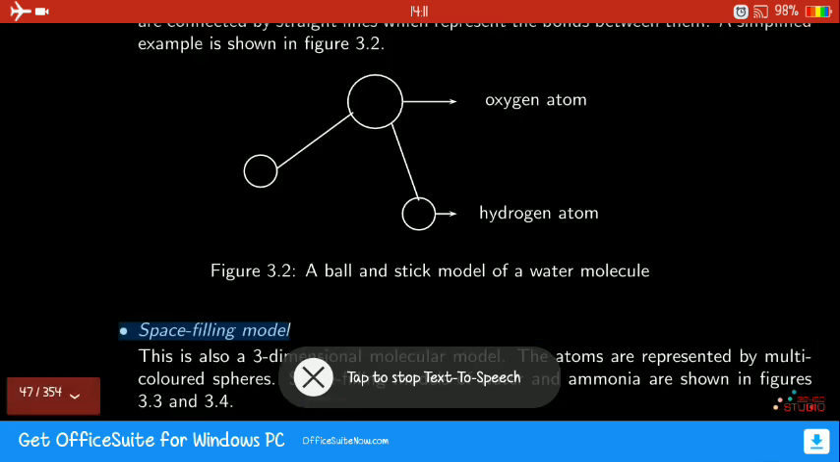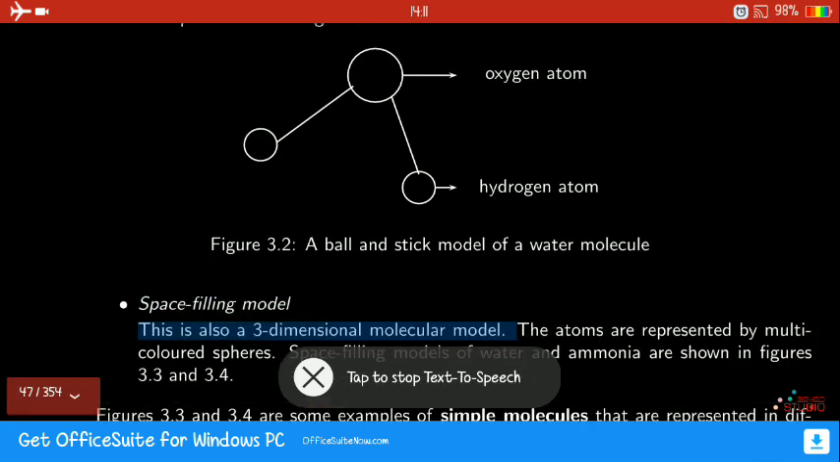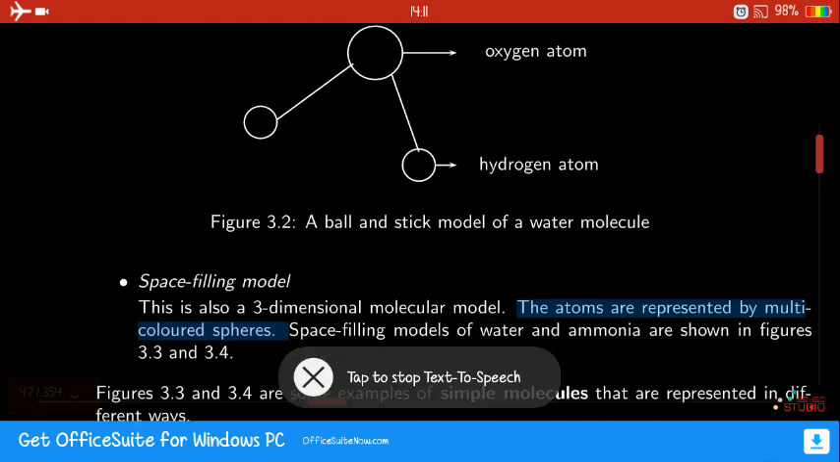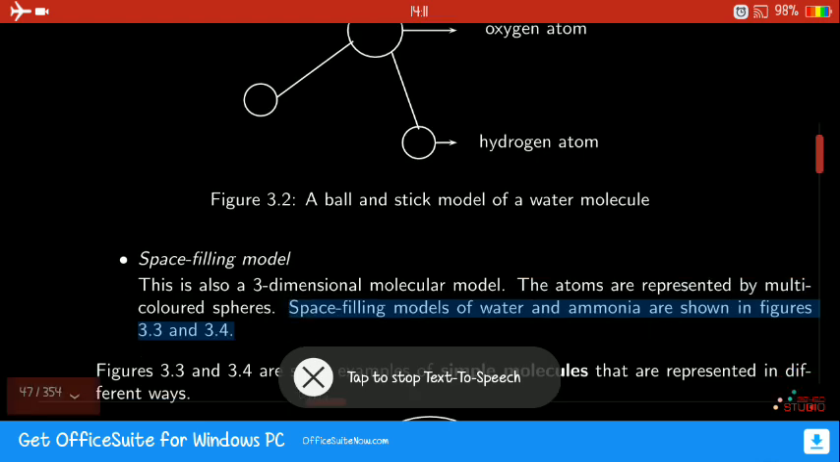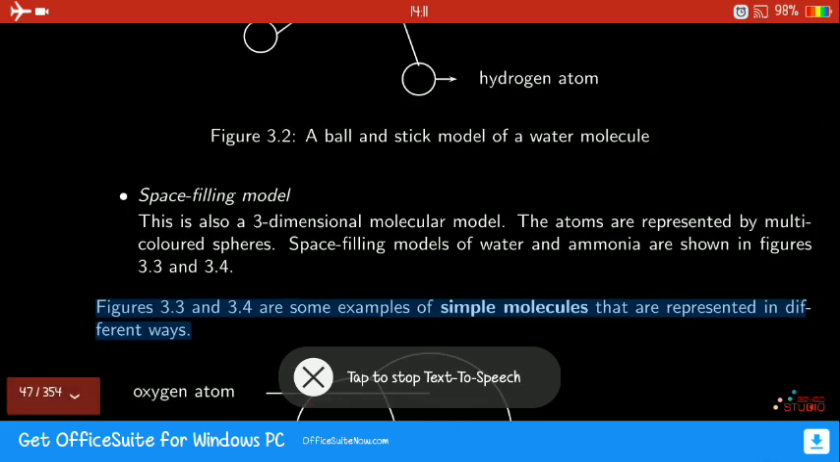Space filling model. This is also a three-dimensional molecular model. The atoms are represented by multicolored spheres. Space filling models of water and ammonia are shown in figures 3.3 and 3.4. Figures 3.3 and 3.4 are some examples of simple molecules that are represented in different ways.